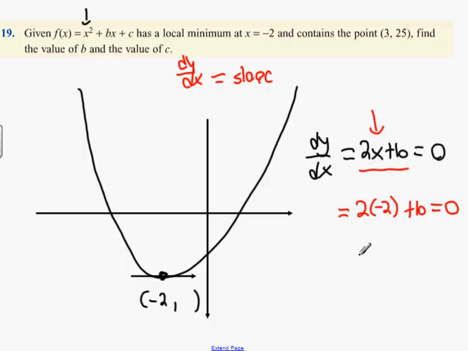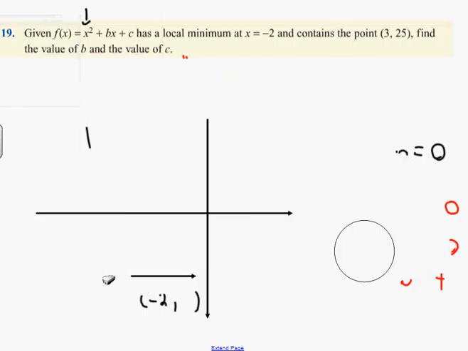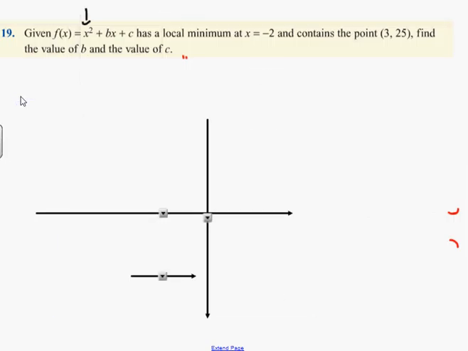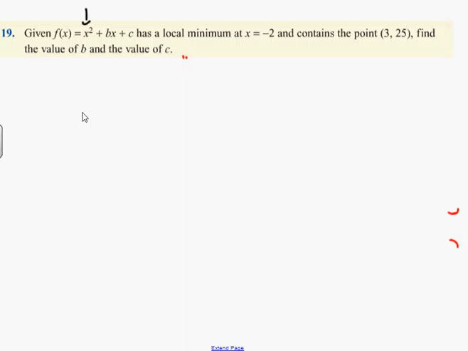What is the x value we're given? We're given that it's minus 2. Put it in. Minus 4 plus b equals 0. b equals 4. Right, that's your first piece of information. We now know what b is. b is 4. So what we're going to do next is we're going to rub this out and replace b with 4. So the equation now becomes f of x equals x squared plus 4x plus c.